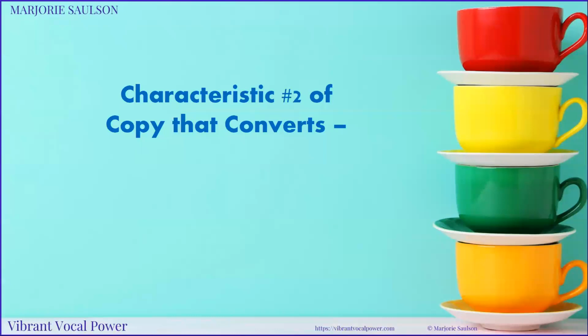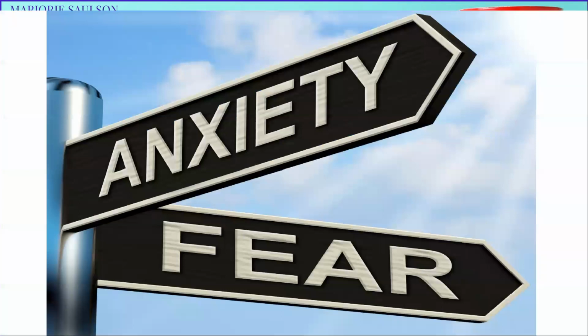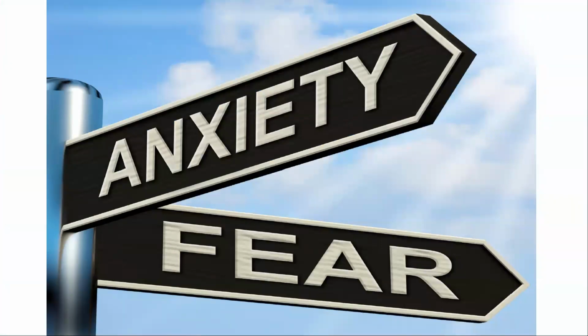So let's go on to characteristic number 2. And this is really important. It uses the specific language of the people you want to reach. When they hear or read it, they are immediately thinking, ooh, she or he gets me. For example, part of my specific language is to talk about the anxiety and fear that people feel when they have to get up and give a presentation.